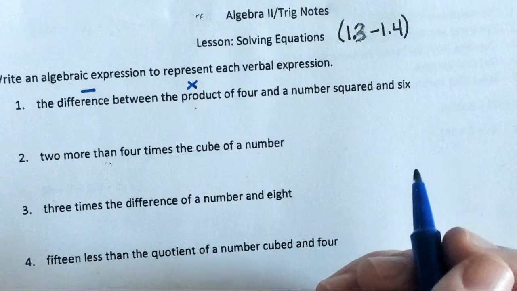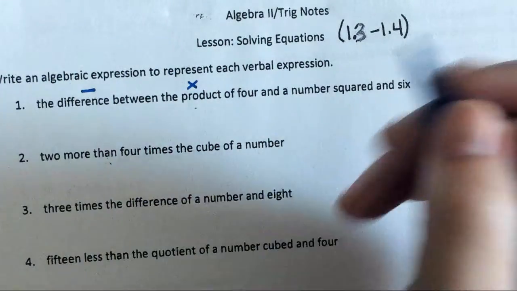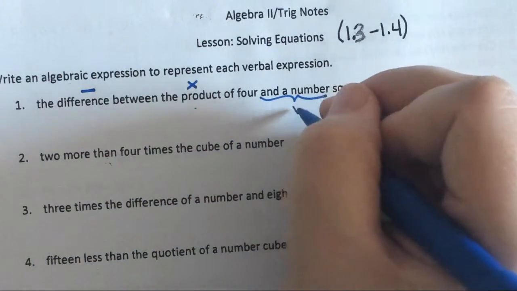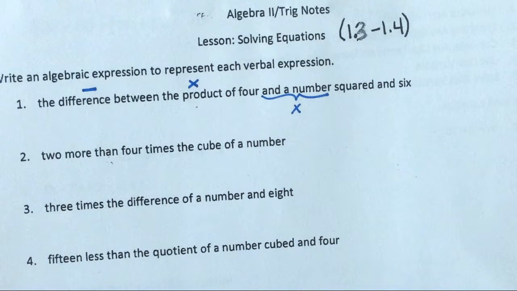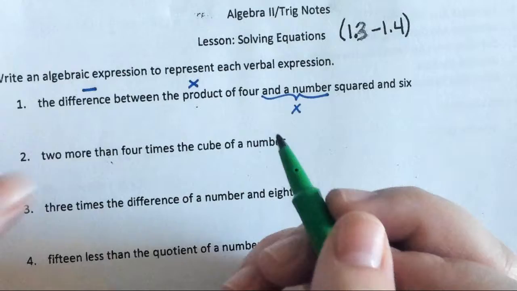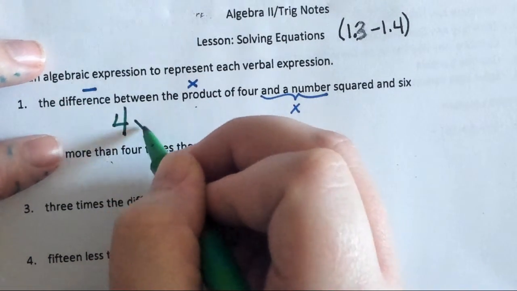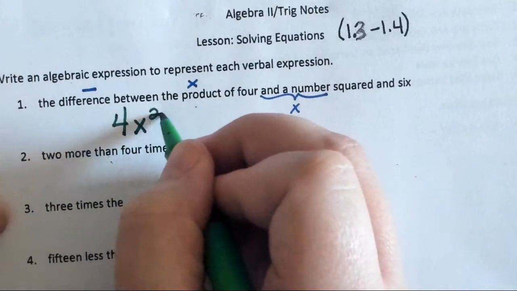A 4 and a number. When you see and a number, what should you put in? You should put in x. And then we see squared, and if something's squared, it's raised to what power? The second power. Okay, so we've got to figure out an actual equation, right? So it says the difference between the product of 4 and a number squared and 6. So let's focus on the product of 4 and a number squared.